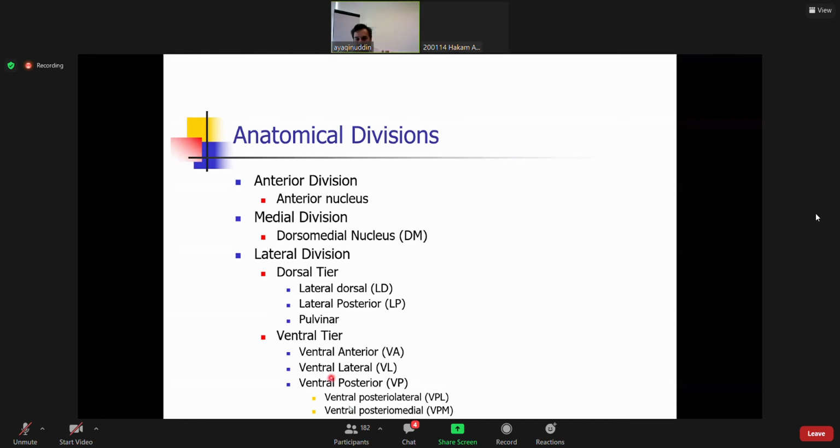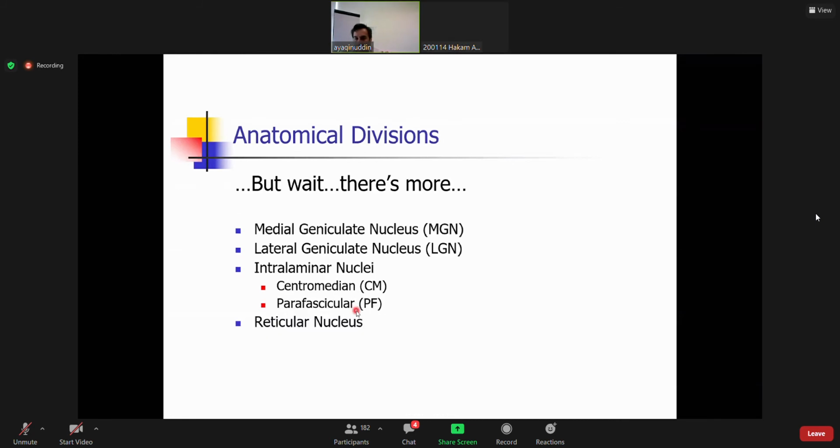These are just giving you the names again. And then there are some others besides medial and lateral geniculate nuclei, the interlaminar nuclei and the reticular nuclei, which are present between the lamina, the white matter lamina, which divides the thalamus. You have some interlaminar nuclei there. So those are important in arousal and wakefulness.